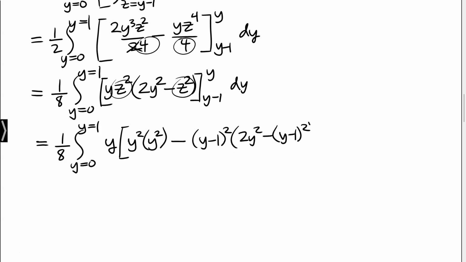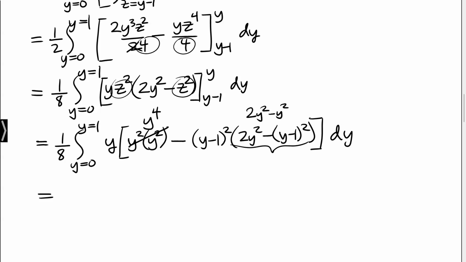Okay, so this one is a little bit trickier. I probably don't have the right number of parentheses here. Let's clean this up. That's y to the 4th. Why don't we do this stuff here? This is 2y squared minus y squared plus 2y minus 1 after distributing the minus. So that's going to be y squared plus 2y minus 1.